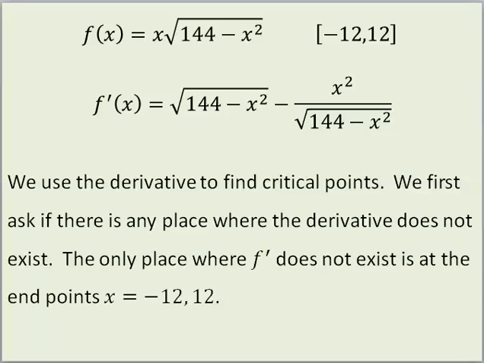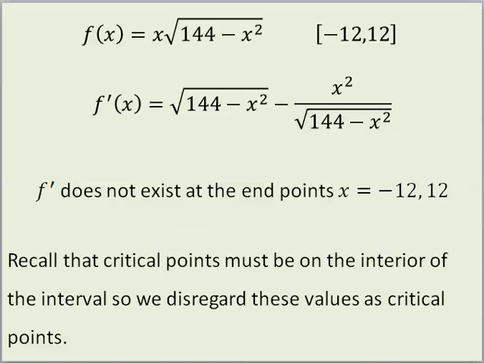We first ask, is there any place where the derivative does not exist? Well, for this function, the only place where f prime does not exist is at the endpoints negative 12 and positive 12. Recall, critical points must be on the interior of the interval. So, even though the derivative does not exist at negative 12 and positive 12, we disregard those as critical points because they're on the end instead of on the interior.